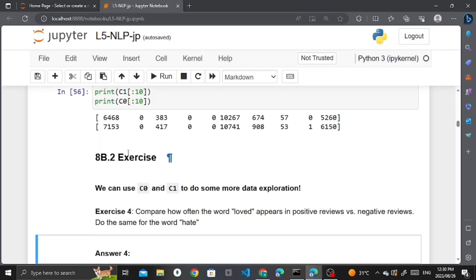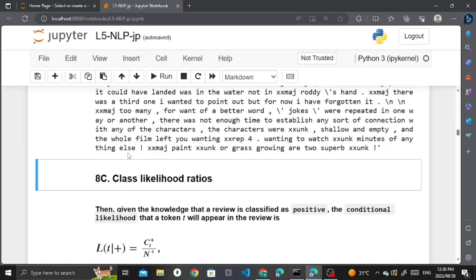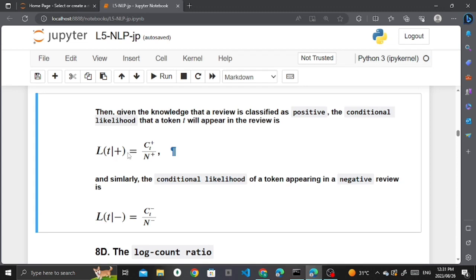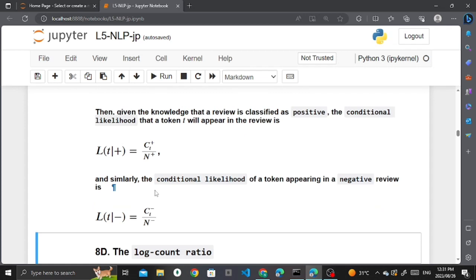I have some really interesting exercises that you can practice to get better at it. The next thing is class likelihood ratios. Class likelihood ratios quantify how likely a token is to appear in one class compared to another, where C plus T and C minus T are token counts in the positive and negative classes. So n plus and n minus are the total token counts in these classes, determining the token's relevance to each class. You can see here.